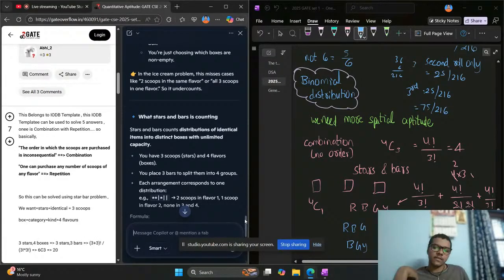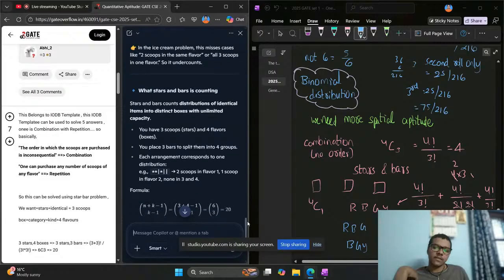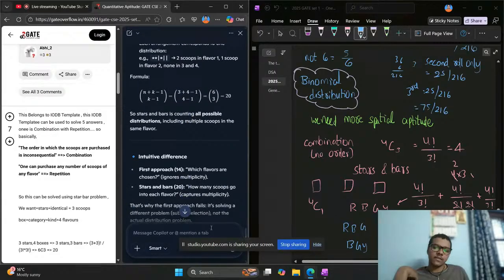Stars and bars counts distributions of identical items into distinct boxes with unlimited capacity. That's good. N plus k minus 1. Let's say we have R, B, G, Y as the flavors.